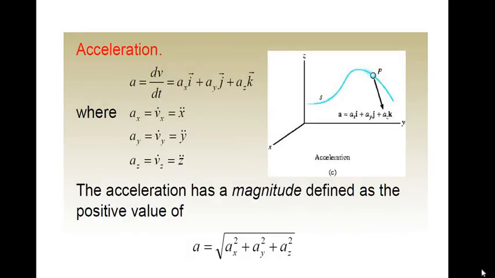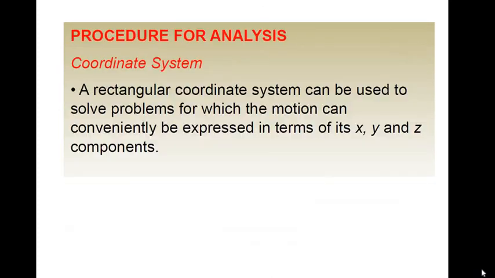Now acceleration. Acceleration is given as dv upon dt is equal to axi plus ayj plus azk. The acceleration has a magnitude defined as a positive value of a is equal to root of ax square plus ay square plus az square. Now procedure for analysis. A rectangular coordinate system can be used to solve a problem for which the motion can conveniently be expressed in terms of its x, y and z components.